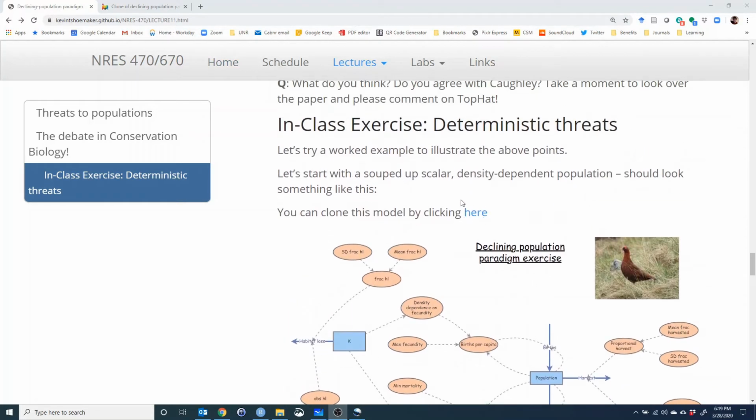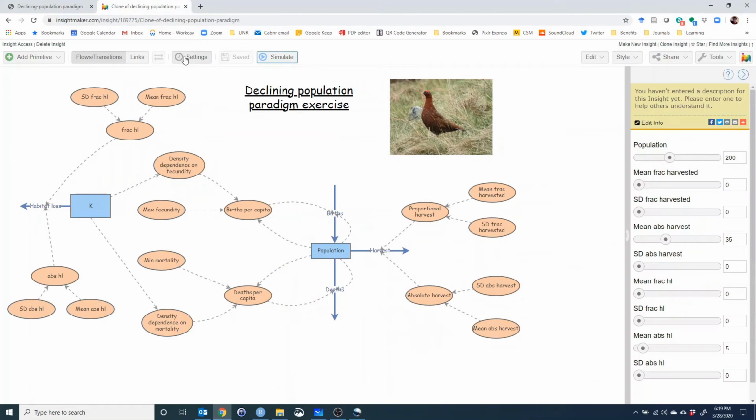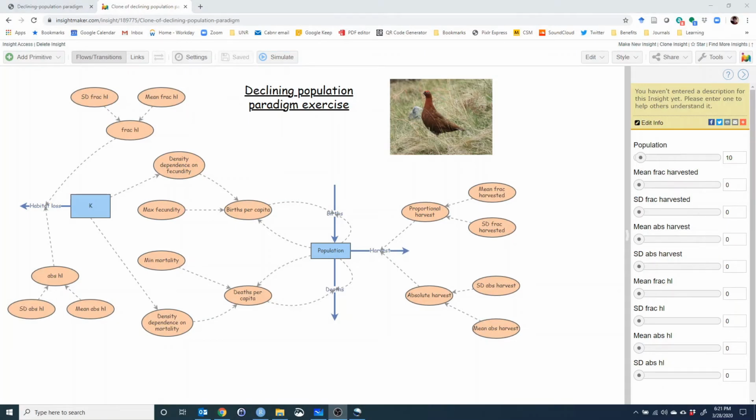So what I would say is just click on this link, and that's going to pull up this Insight Maker model. I'm not asking you to build this model from scratch because that would be a lot to do. But please load the model and clone it. And you can pause the lecture if you'd like, and I will move over to Insight Maker and give you a second to catch up. And here is our model.